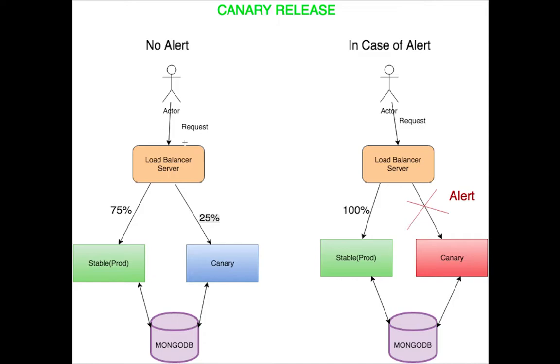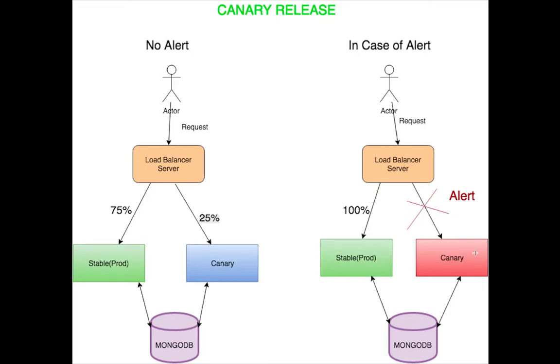So in the first case you can see that whenever a client requests an API, basically sends a request call for our API, our load balancer sends 75% of our requests to the stable server, whereas the remaining 25% go to our Canary server.